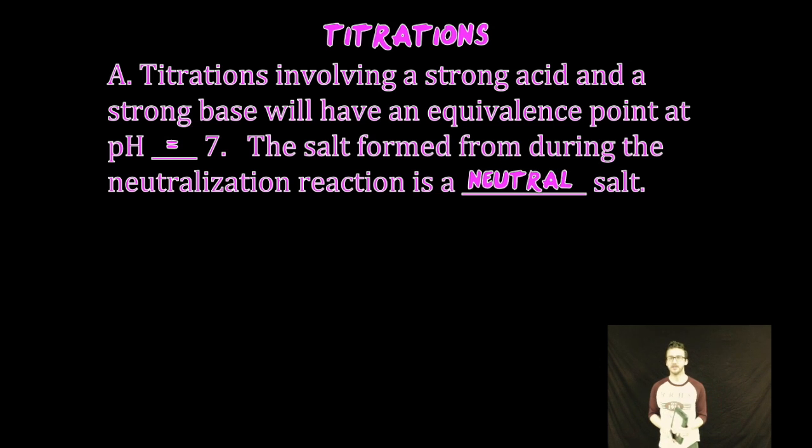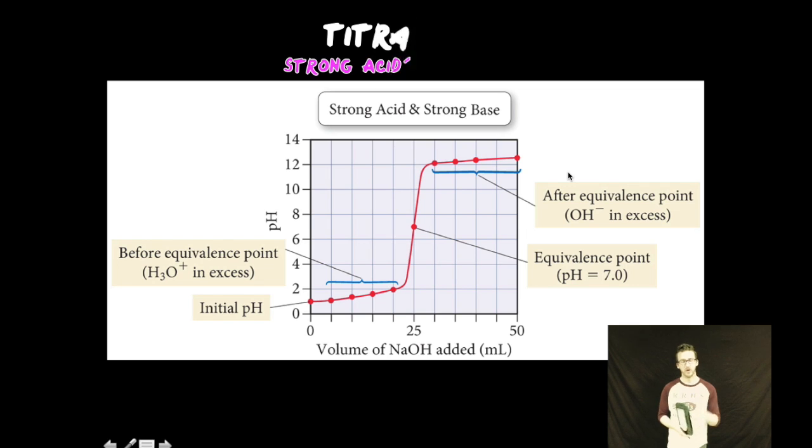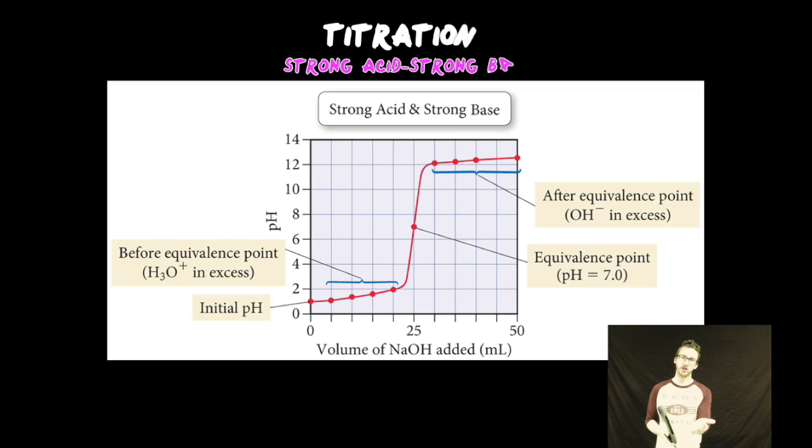Keep in mind that titrations involving a strong acid and a strong base will have an equivalence point at pH of 7. This happens because the salt that forms during the neutralization reaction is a neutral salt. So here's an example of a titration curve of a strong acid and a strong base. It's clearly indicated because our equivalence point occurs at pH of 7.